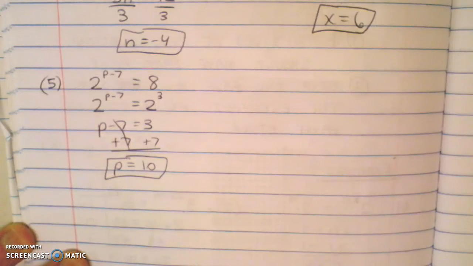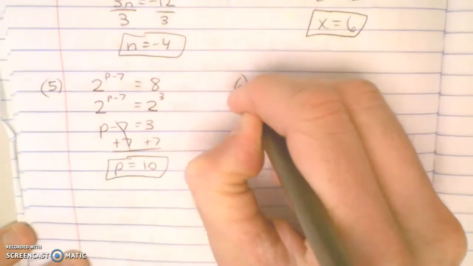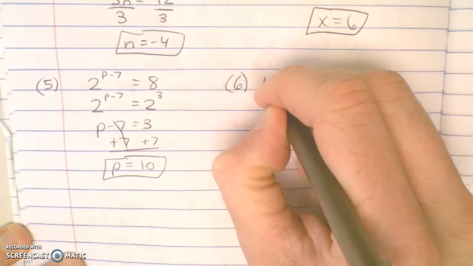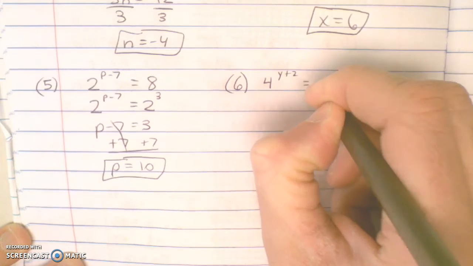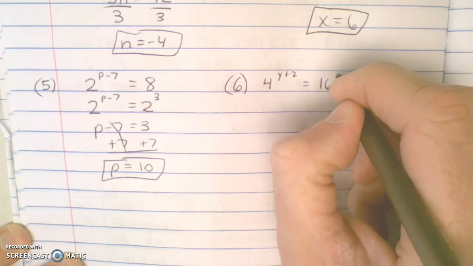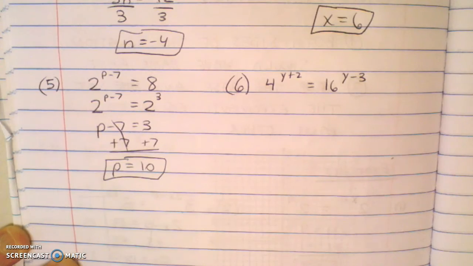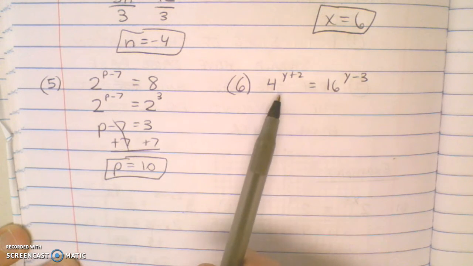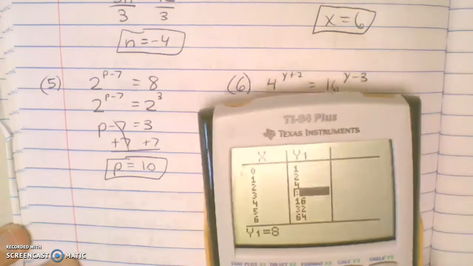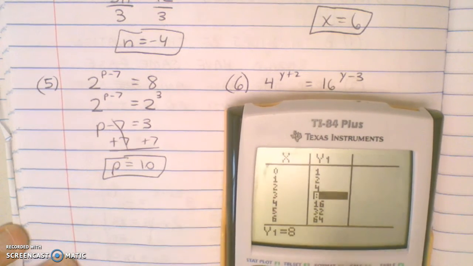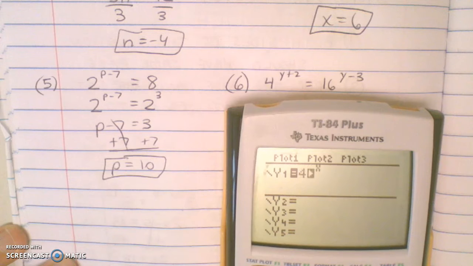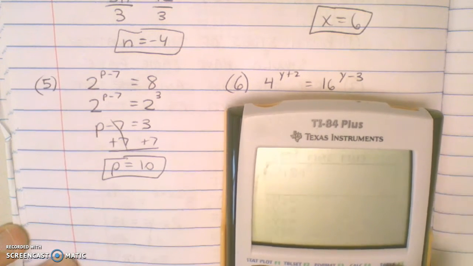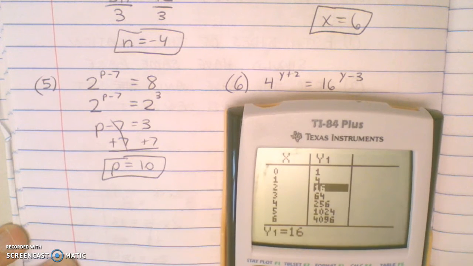For example, and then I'll let you work on these problems. 4 to the y plus 2 equals 16 to the y minus 3. They're not the same. So I'm going to see, is there a way that I can change 16 into a 4 so I can have them be the same base? So again, I'll use my calculator. I'll hit y equals. And instead of 2 to the x, I'm going to do 4 to the x because I want to see how I can turn 4 into 16. Hit second table, and then look for your number, and there it is. That's when the exponent is 2.